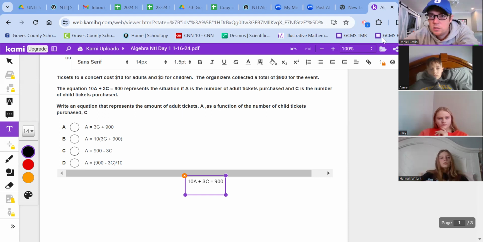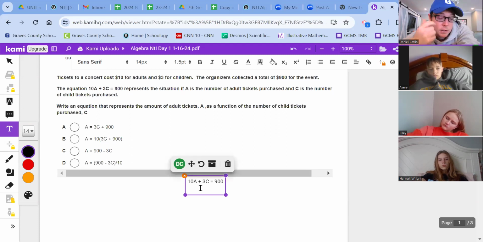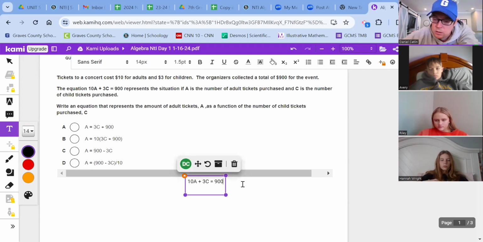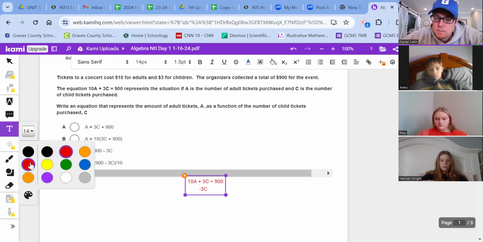So essentially what's happening on this type of problem is you want to get A by itself to make it a function of C. I'm just going to type my steps over here and you can follow along. If this was my original equation, my goal is to make it a function of C. C's in the math, the independent variable, spits out the output of the dependent variable, adult tickets. The first thing I do to get A by itself is subtract 3C from both sides. So I take away 3C from this side, and I take away 3C from the other side.